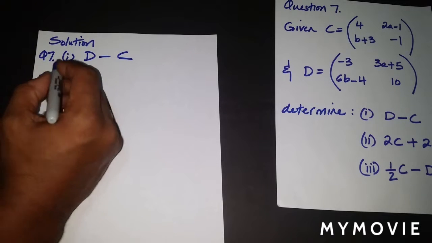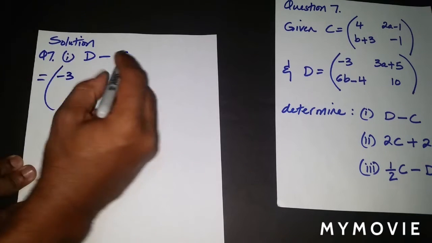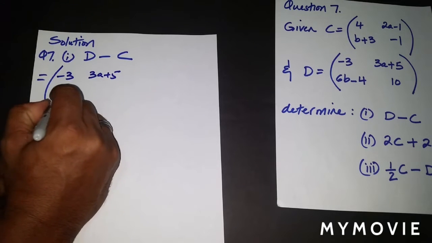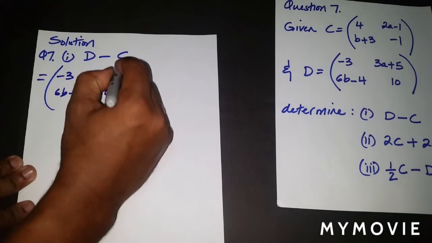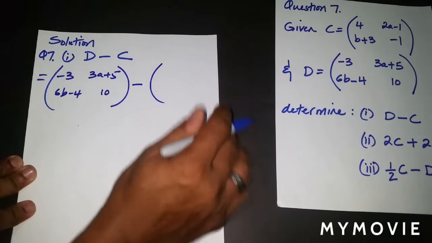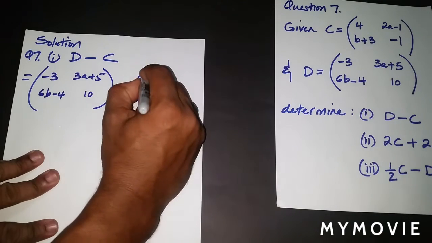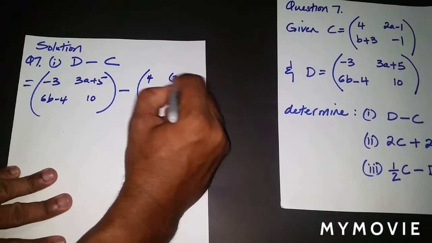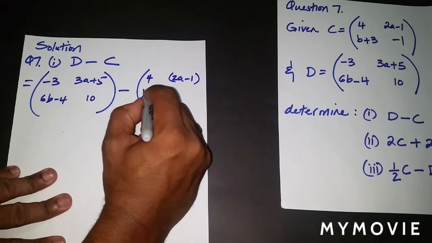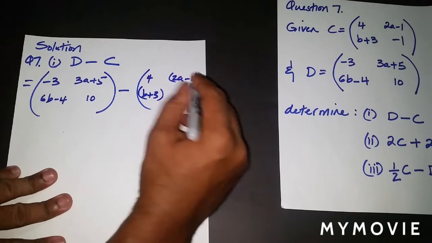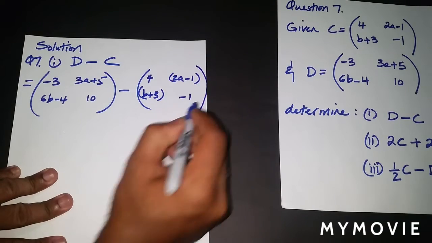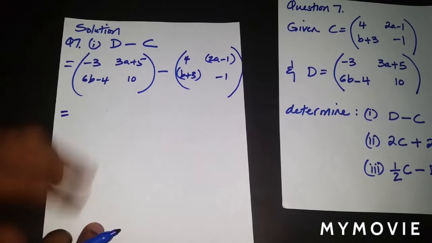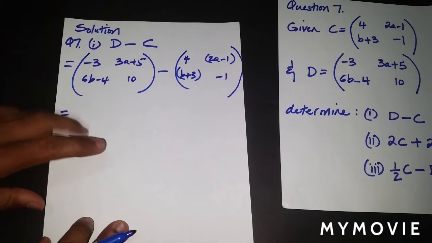So matrix D is minus 3, 3a plus 5, 6b minus 4, and 10, minus matrix C, which is 4, 2a minus 1, and you put that in brackets, b plus 3, that should also go in brackets, and negative 1. Okay, so that's what you should have. If you didn't put the brackets at the first step, it definitely has to be in this step.